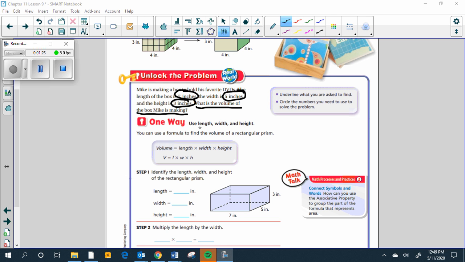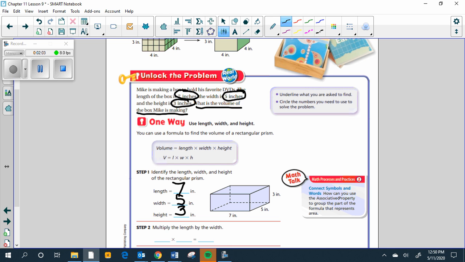Here's one way. Use length, width, and height. You can use a formula to find the volume of a rectangular prism. Volume, that's represented as V, equals length, which is represented by L, times width, which is W, times H, which is the height. So if we take a look at this rectangular prism here, it has a length of 7 inches. It has a width of 5 inches and a height of 3 inches.